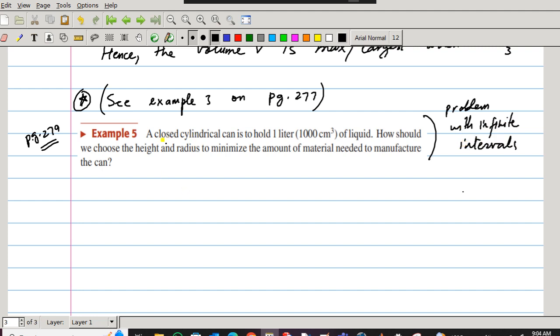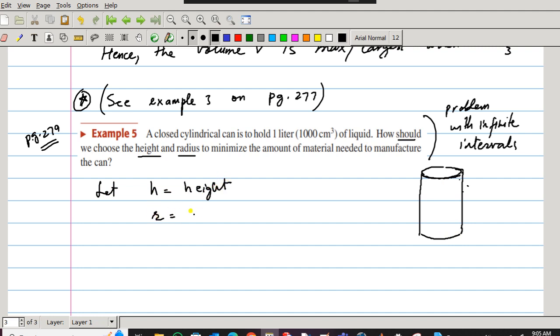Okay. A closed cylindrical can is to hold 1 liter of liquid. You see, we usually have drinking juices and Pepsi type things, right? Usually they are in cans, right? So a can has a circular shape at the top and bottom, and then it has a height. He said, how should we choose the height and radius? So we can say that let h be the height, right?